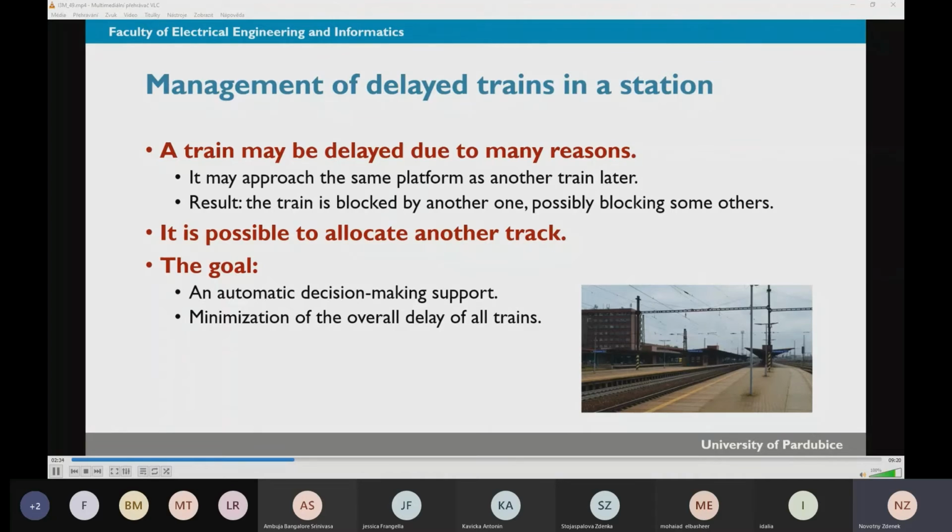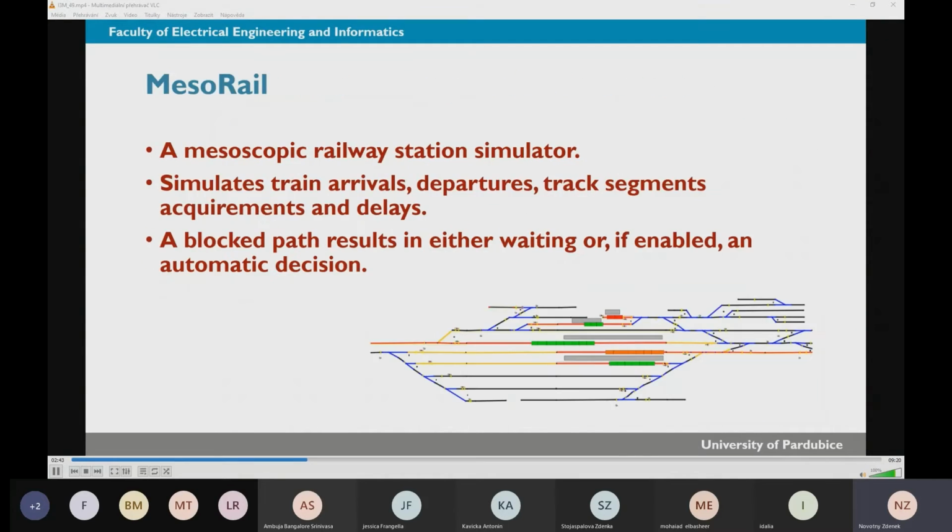The goal of an automated decision-making support is to minimize the overall delay of all trains while preserving the railway safe. As it would be difficult, expensive, and even dangerous to execute such experiments in the real world, it took place in the simulation tool Mesorail. The Mesorail is a mesoscopic railway simulator developed on our faculty for several years.